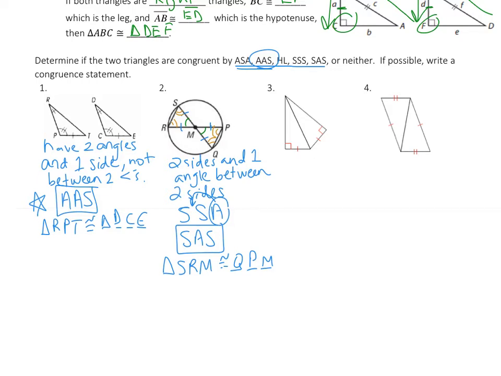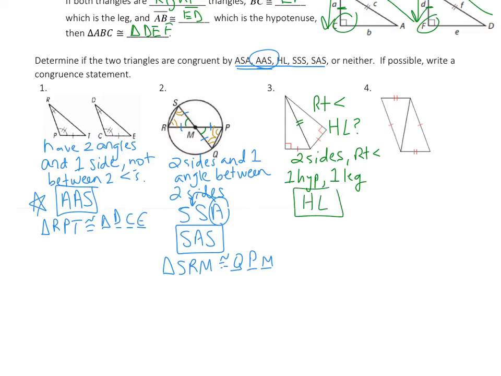For number 3, again, we have our side that's reflexive in the center. We have two sides and one angle, but it is a right angle. So as soon as you see the right angle, you want to think of, could it be HL? And we need a leg and we need a hypotenuse. We do have a hypotenuse and we do have a leg. So we can say that these two triangles are congruent by HL. Because we don't have any letters, we don't have to worry about a congruent statement on this one.